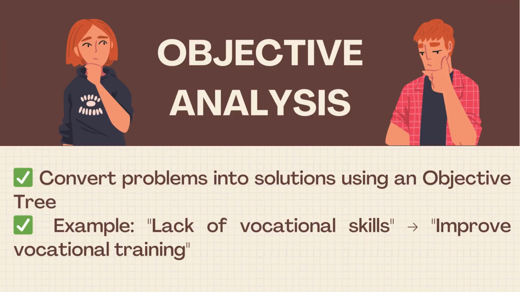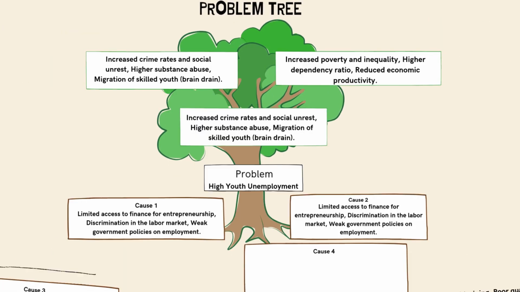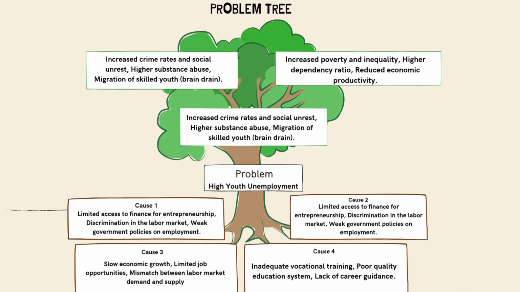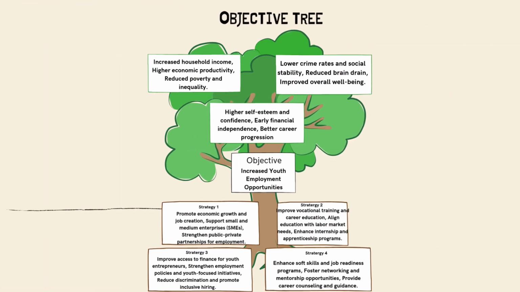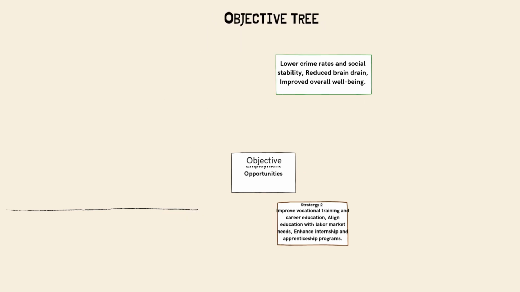After identifying the core problem and understanding its causes and effects, the next step is objective analysis. Here, we flip the problem into a positive solution. Instead of focusing on challenges, we ask, what is the desired outcome? We use an objective tree, which transforms problems into objectives, creating a clear roadmap for what we want to achieve. This step ensures that our project is goal-oriented, realistic, and directly addresses the identified issues. Let's see how it works.